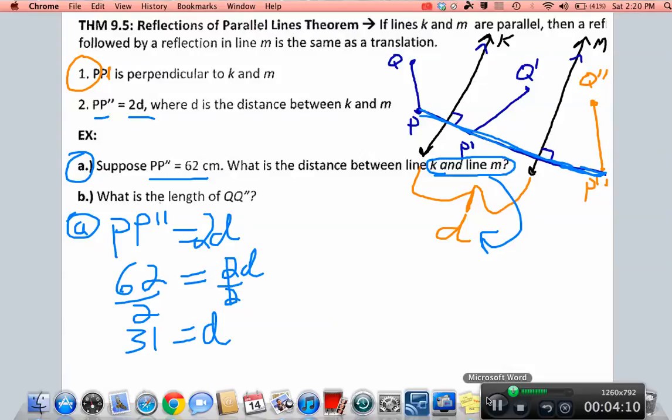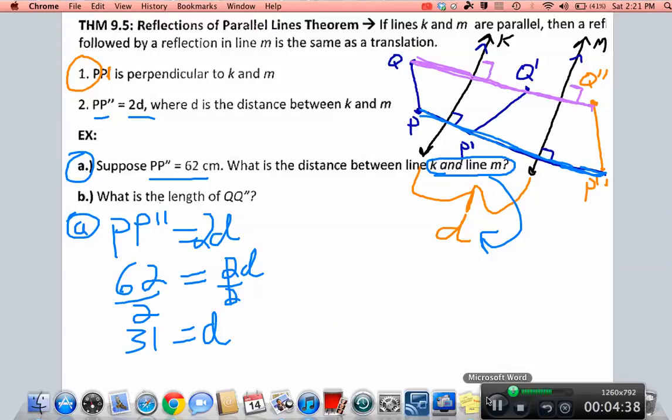If D is 31, let's answer our next question. What is the length of Q double prime? Okay, now this is a little bit different question. I'm looking for Q double prime, so I'm looking for this purple arrow. This purple line segment up here from Q to Q double prime. And you might take a guess at what that is. And I'll help you out here. We also know that this purple line is perpendicular to M also.